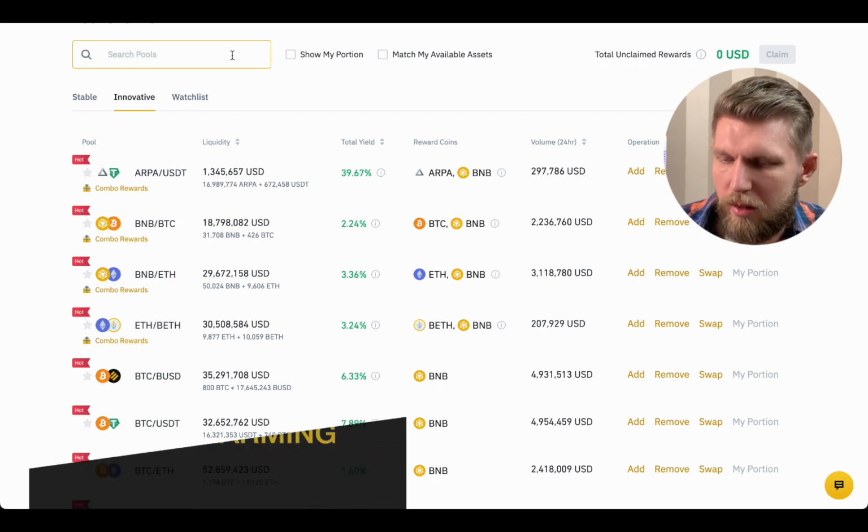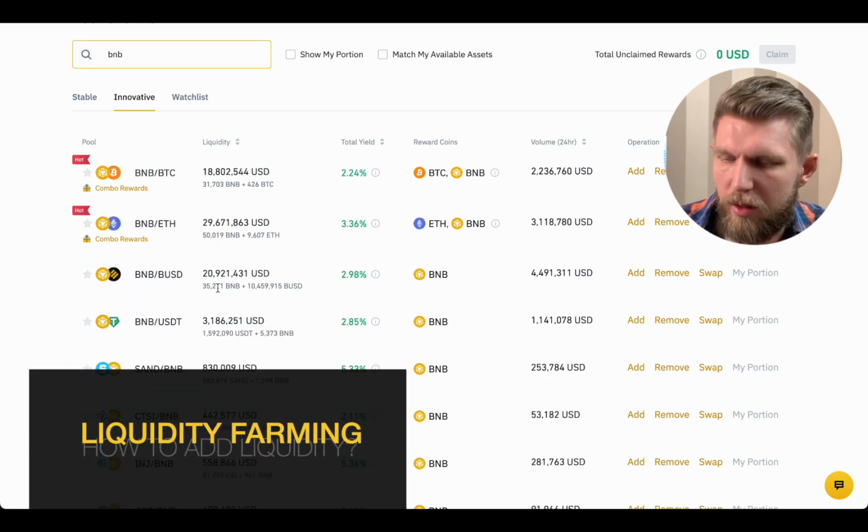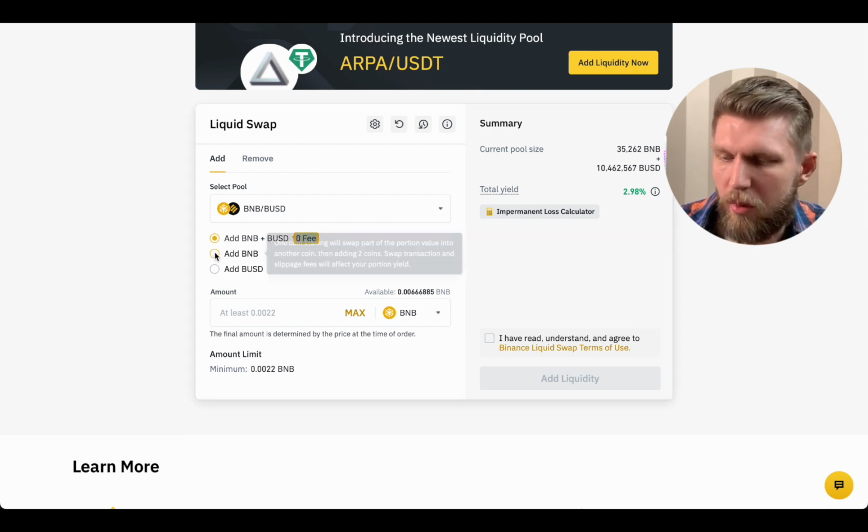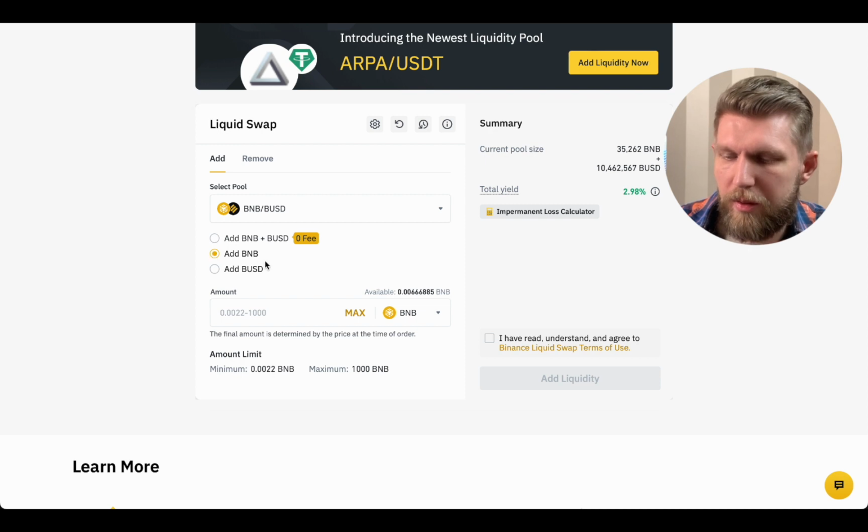Let's choose a pair and stake 2 coins, for example BNB and BUSD. If you have enough of 2 coins in your wallet, the system will distribute them and you will not pay any fees. But if you have only 1 coin available, then the system will convert half of it into another coin and you will pay a trading fee. How to convert coins on Binance with 0 fees, watch in my another video here.